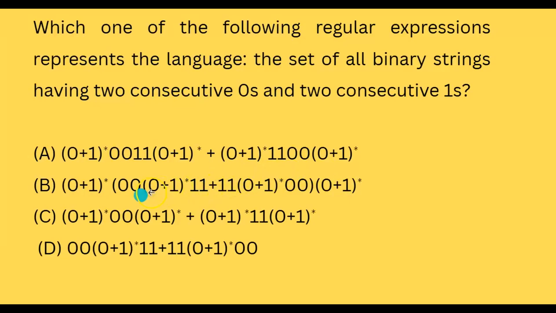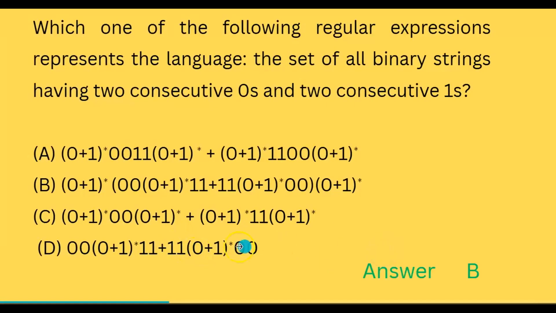But let us see what happened to C. Option C says only this or this, so it cannot have both 0 0 and 1 1. And what about D? D always starts with 2 consecutive zeros or 2 consecutive ones. But the question doesn't say that. So the answer is option B.